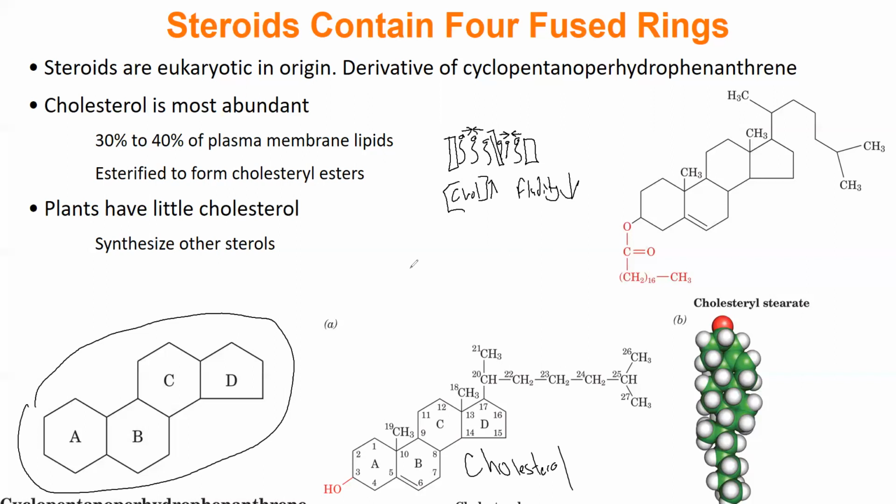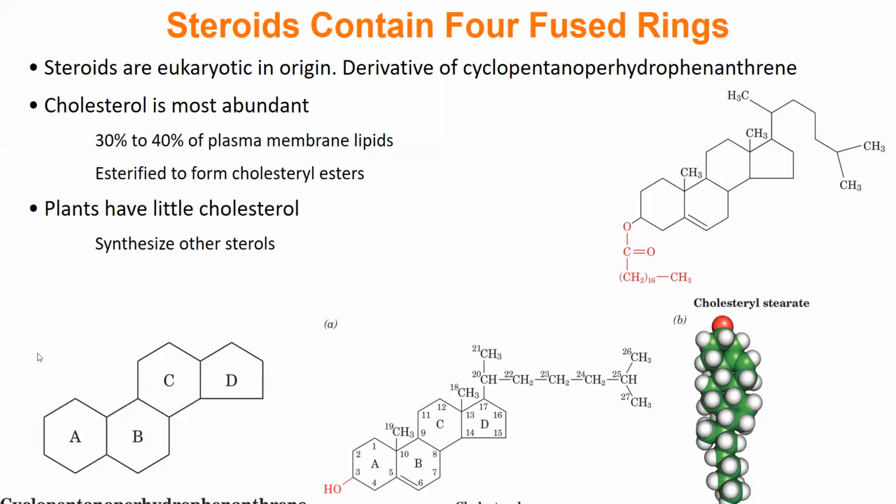Plants, even though they are eukaryotes, don't really have that much cholesterol, which is good because if we eat too much cholesterol in our diet, we will have heart problems. But they do have other steroids that do the same type of thing, made out of this same basic structure, and they also help to modulate their cell membrane. So that's our steroids, all made out of that basic structure.